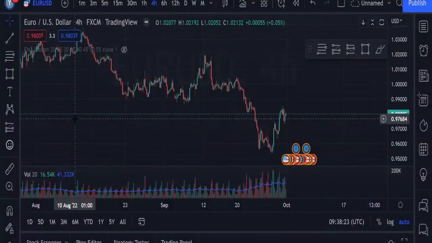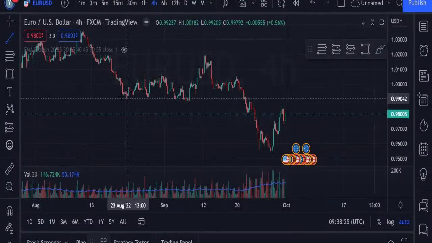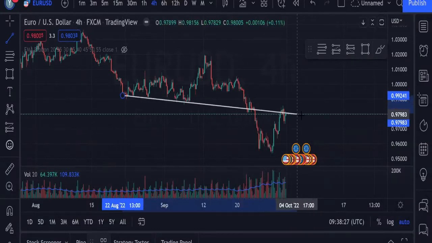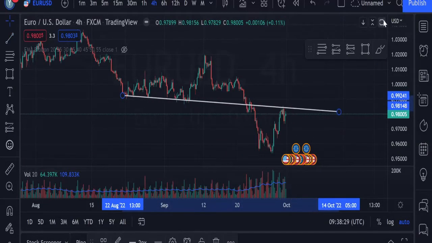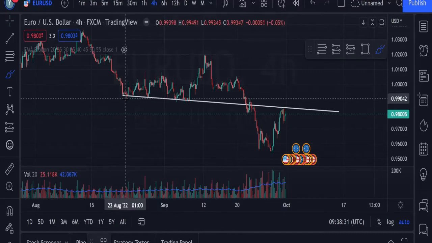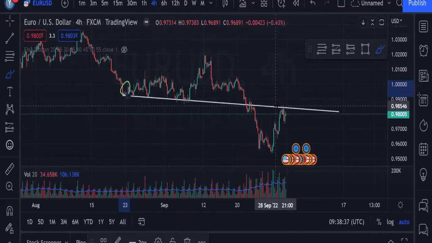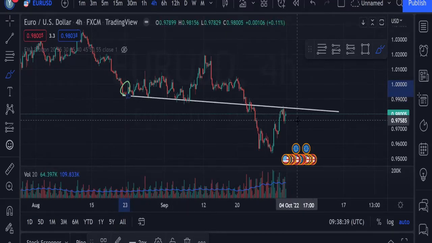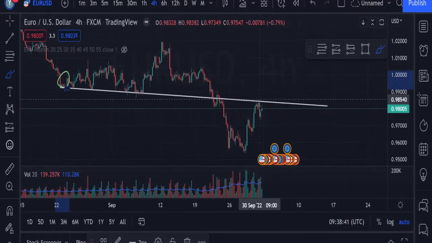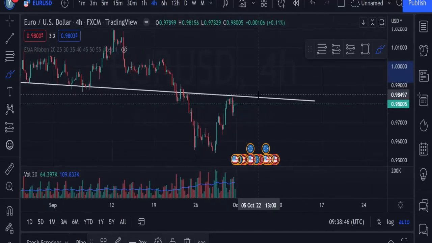I'm going to start with the Euro USD chart. Identify my key zone by drawing the trend line. As you can see, support here, support, support. Now the support has turned resistance, so you can obviously see a rejection here. So market is most likely to trade down now.